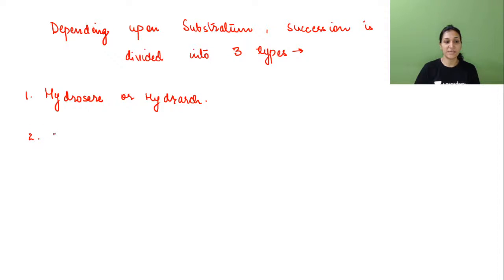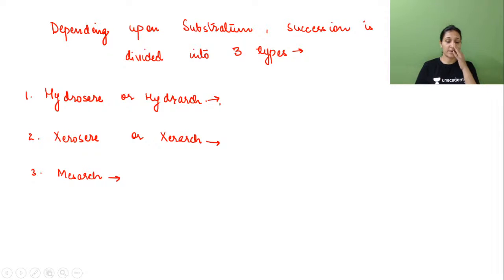Second is xerosere or xerarch. And third is mesarch. Hydrarch, xerarch and mesarch. So hydrosere, the word itself is telling that it is somehow related to water body, right?